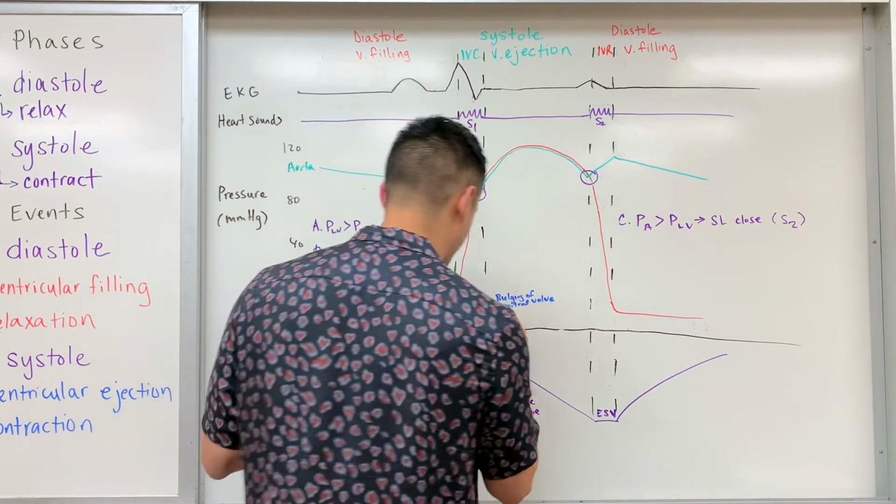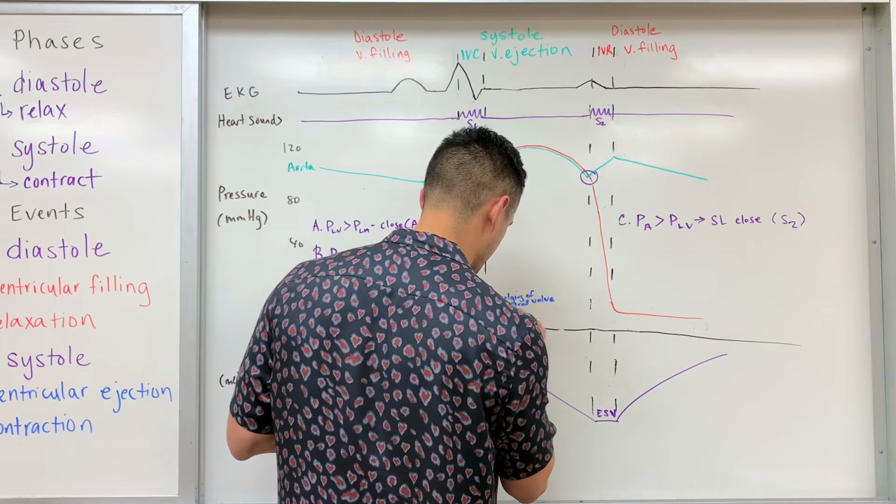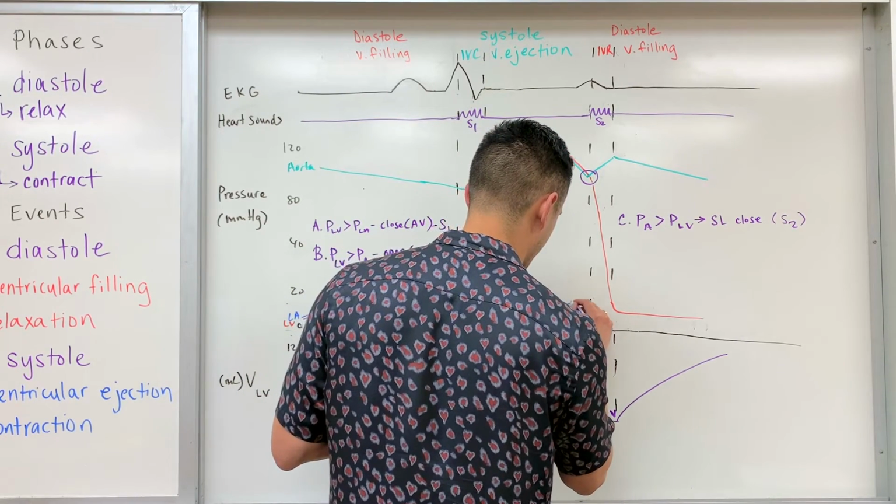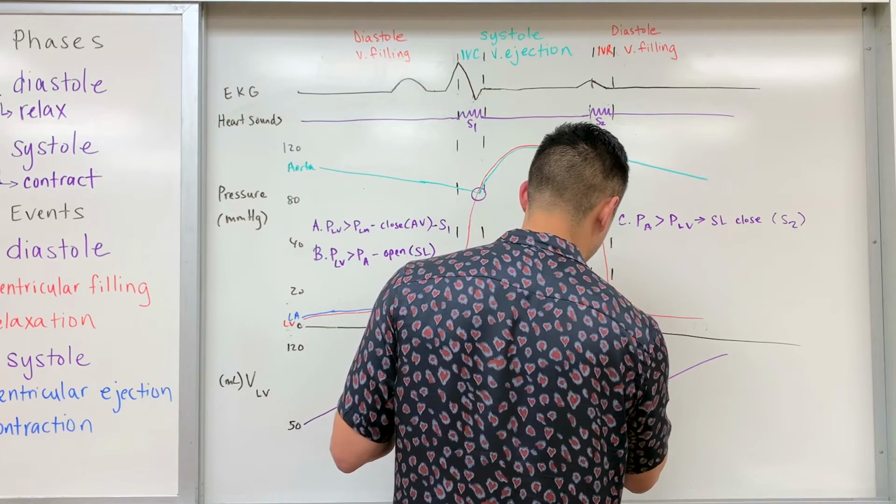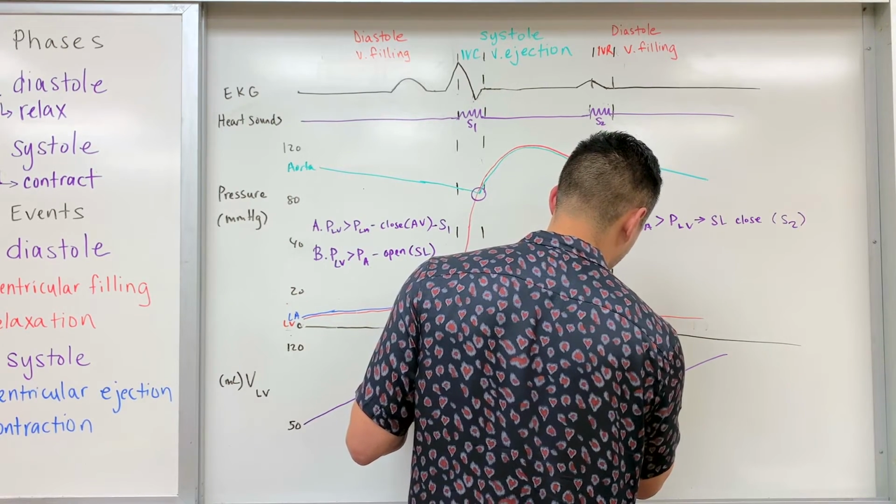we have the left atrium over here. So I'm going to draw this. Slowly starts to go up. Then you get a slight bump there. And then this is another critical point here.